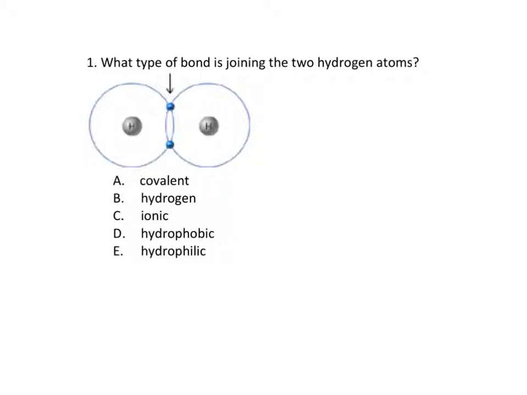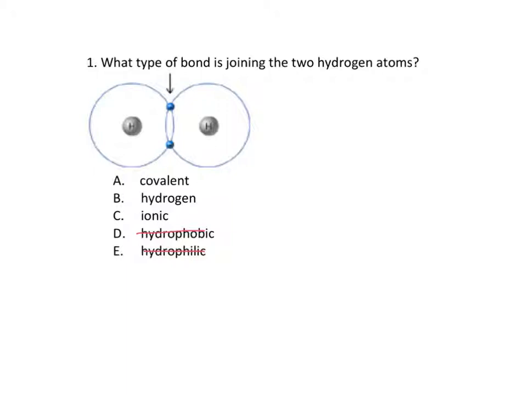Before we jump into choosing an answer, we can eliminate two answer choices right off the bat, and that's hydrophobic and hydrophilic. Hydrophobic and hydrophilic are not types of bonds at all. They're types of interactions that two different molecules, or two different atoms on two different molecules, can have between each other, not necessarily forming a bond.